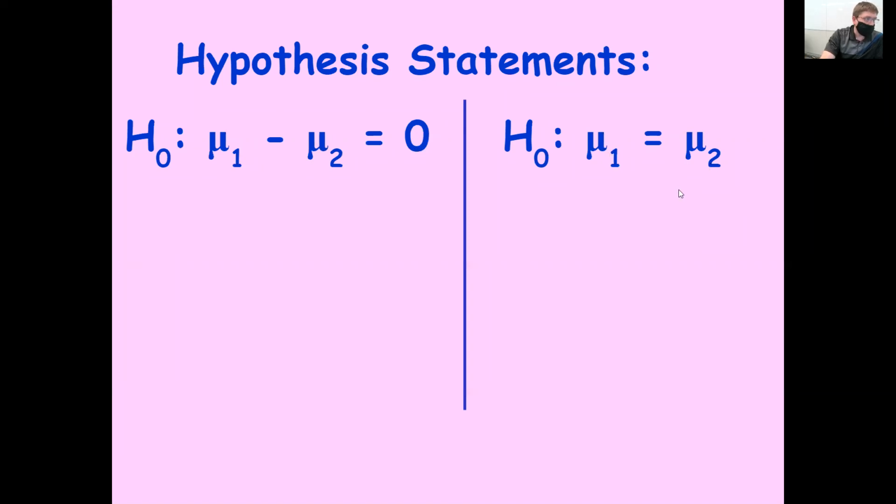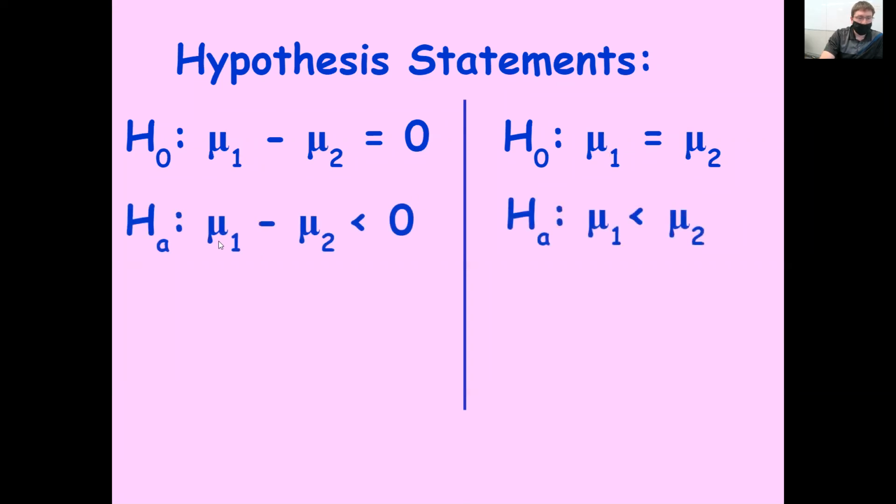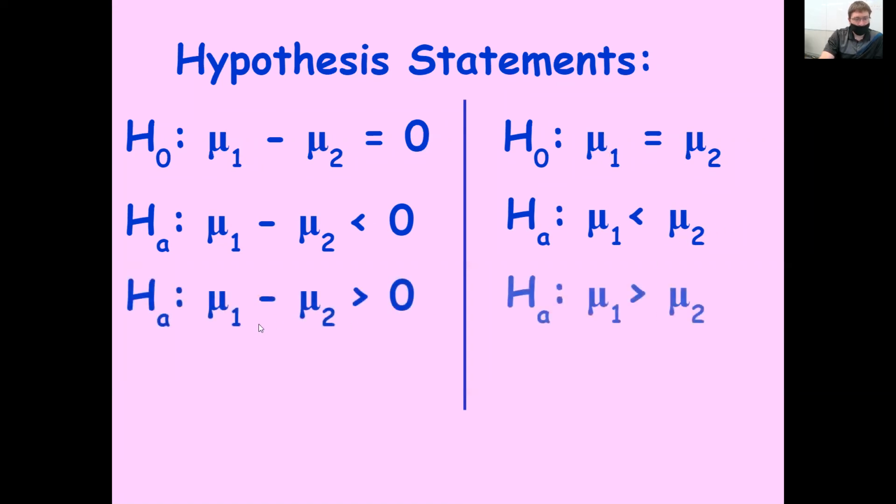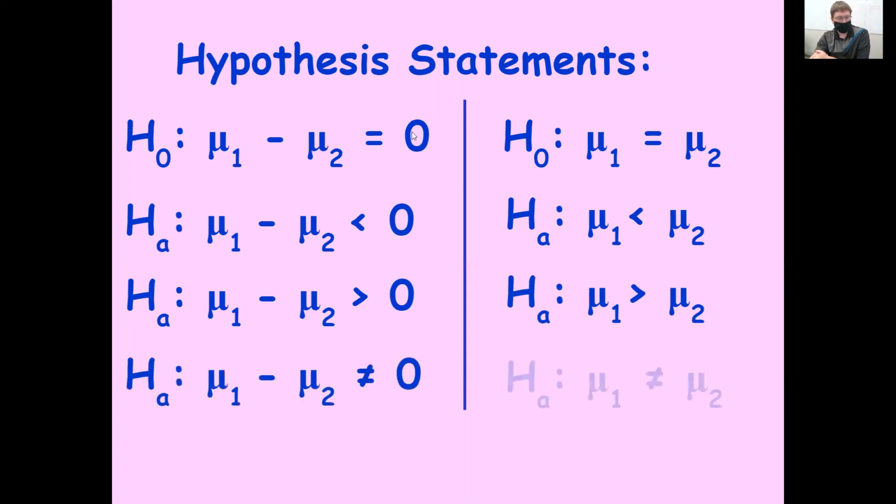And then you just have to decide which way you're testing. So if you suspect that sample 2 is bigger, meaning you're going to get numbers less than 0, then you'll write it as that. If you suspect that sample 1 is bigger because you get positive numbers, then you do it that way. And it'll tell you in the word problem too. We're looking if it's greater than, less than. Or if you're just looking for them to be different, then you would write it like that. So these are what you would write.